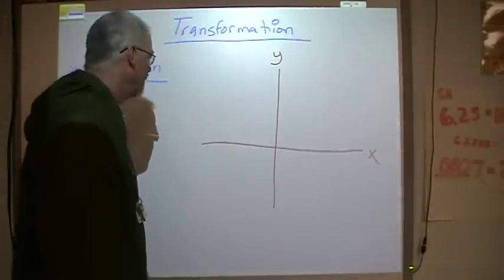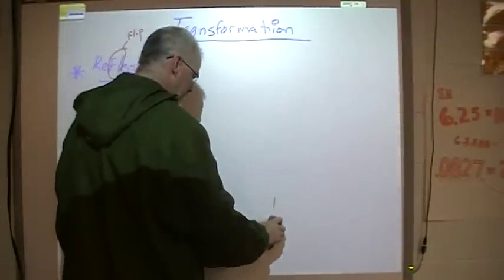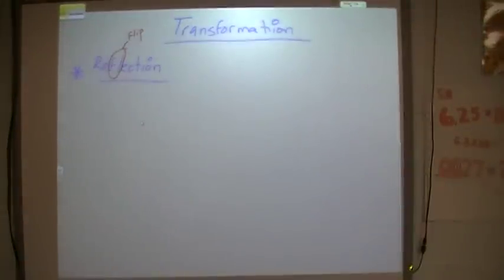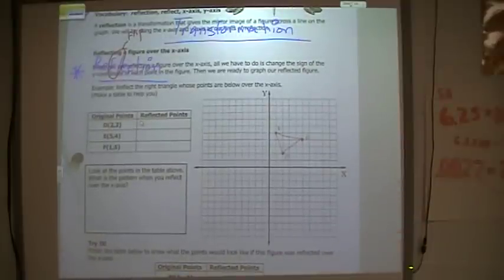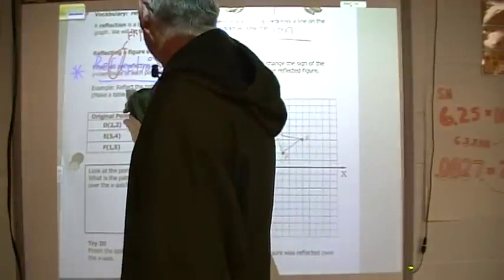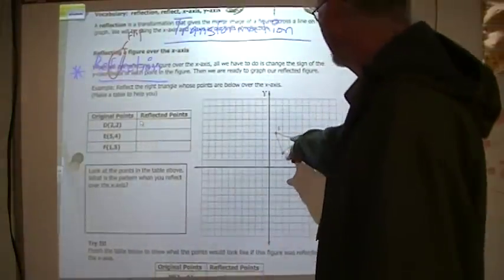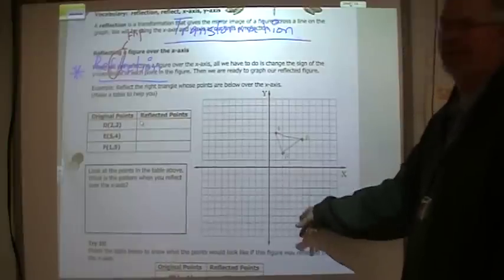So let's look at one here. Go right to your note sheet, and I'll put it up here on the board. I'll talk loud so you can hear me, hopefully. Here we have the coordinate plane, and we have triangle DEF, I already put it on there. These are the original points, okay? And it says reflect the right triangle whose points are below over the x-axis. Here's our triangle, and we want to reflect it or flip it over the x-axis. So it's going to end up down here, okay?